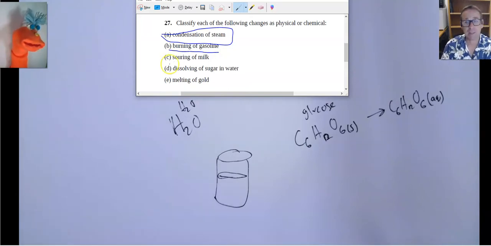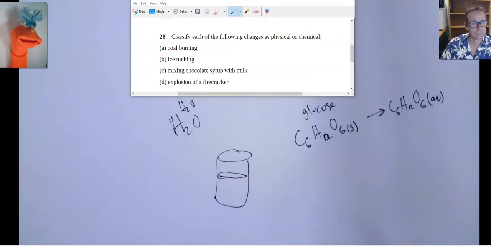Okay, melting of gold. Melting is just a physical change. Very good. Melting of gold is just a physical change. Excellent. All right, number 28 here.